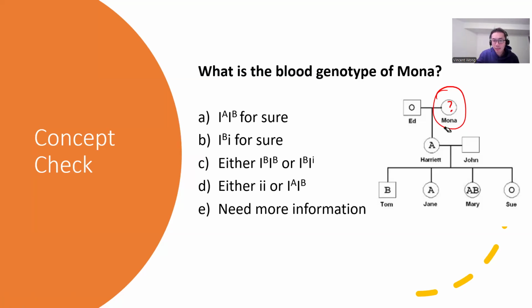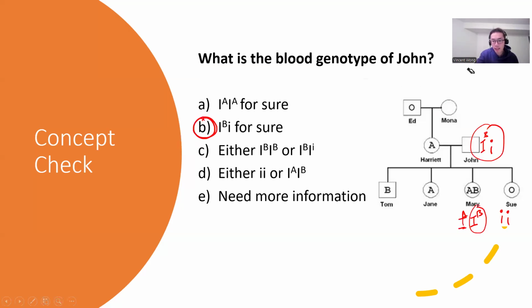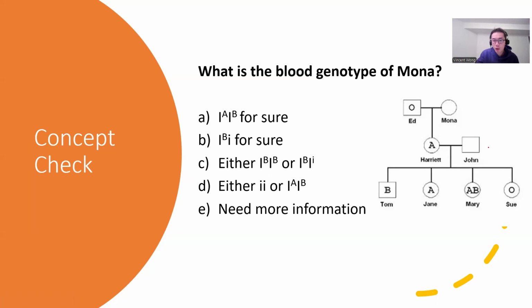So same family tree as the last one. It's the exact same one, okay? So we already figured out John is IB little i. We know Harriet is IA little i from the previous question. And so where did Harriet get her little i? Well, her father, Ed, is type O, so Ed must be little i, and therefore this little i came from Ed for sure, because that's the only thing Ed can contribute, right? And therefore the IA is going to come from Mona.